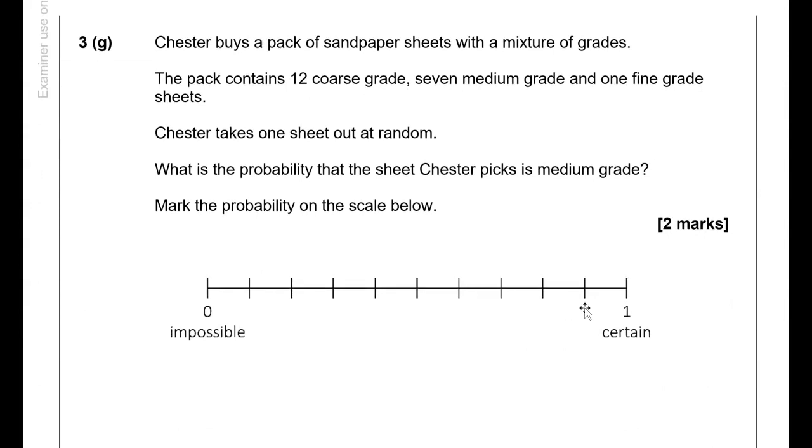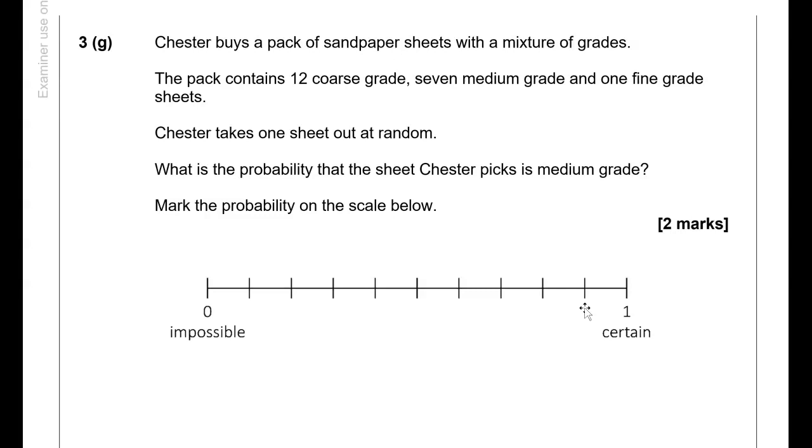Chester buys a pack of sandpaper sheets with a mixture of grades. The pack contains 12 coarse grade, 7 medium grade and 1 fine grade sheets. Chester takes 1 sheet out at random. What's the probability that the sheet Chester picks is medium grade? Mark the probability on the scale below.